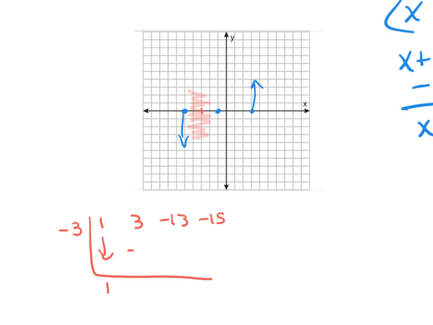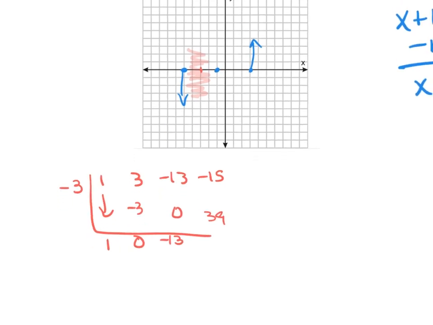Drop down the 1, multiply, multiply, and 39, and 24. Oops, not 29, 24. So my ordered pair that I'm going to graph is negative 3, 24. I also need to find a point in between these 2 zeros. All right, so I'm going to pick a number in between there. Now, really, I could just use my y-intercept. That's the easiest. So let me go ahead and just get my y-intercept, and I could go back to my original equation for that.